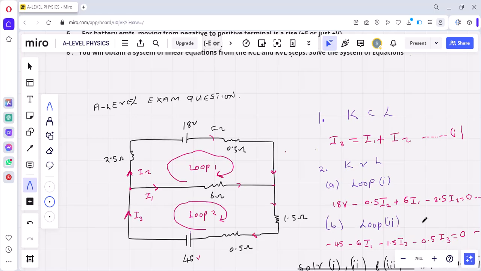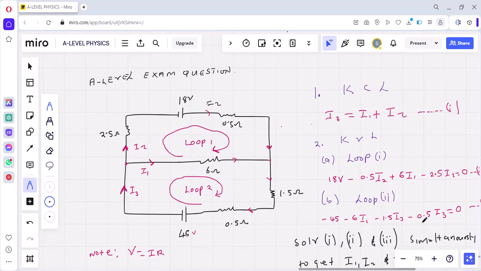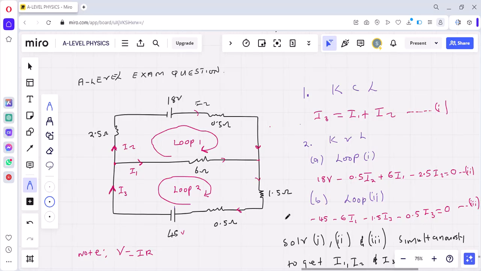Then secondly, for the other loop, loop 2, this one here, I will also start from the battery, the 45 volts battery. According to the loop that I've chosen, the clockwise direction, I'll move from positive to negative. That will give me negative 45, because I'm moving from high potential to lower potential.